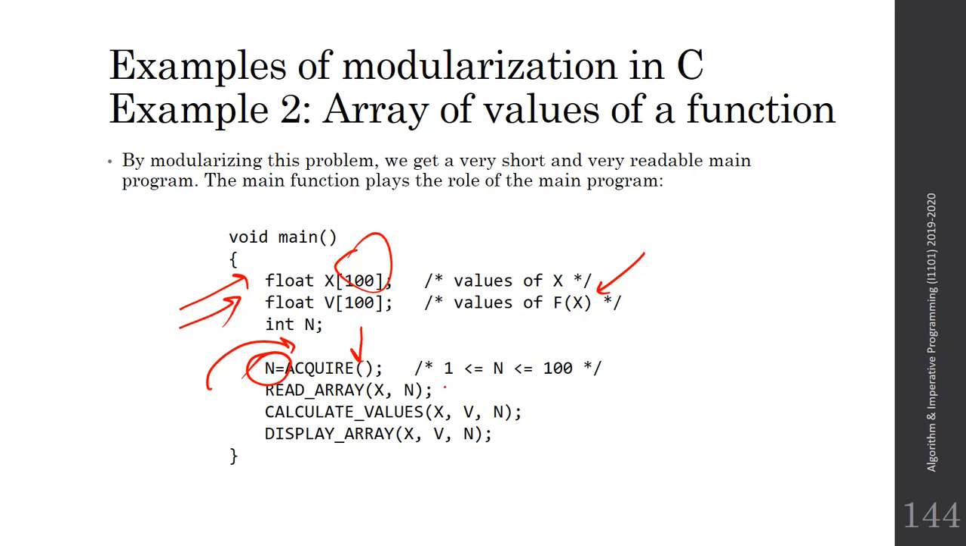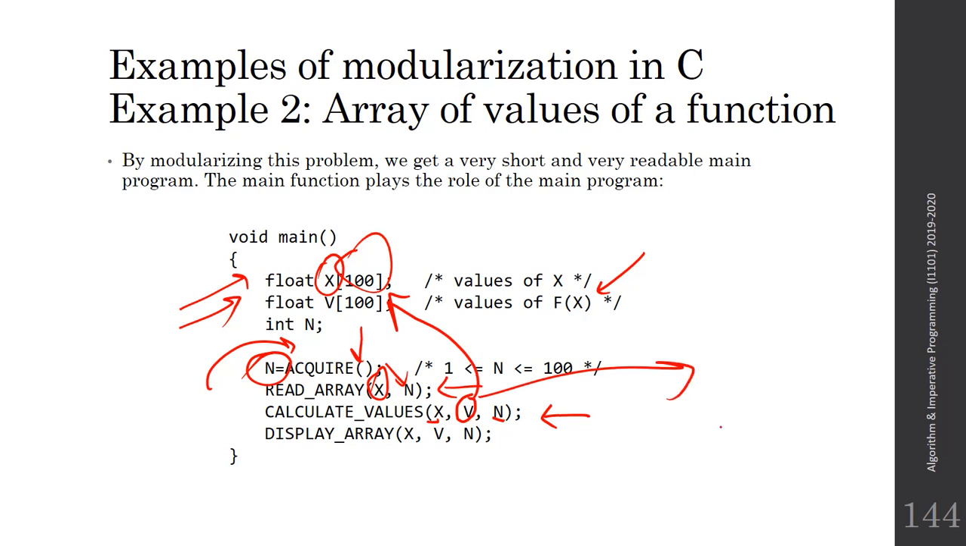And then I wrote a function called read array. It takes the array x. We will talk later on about how to call a function with arrays and the actual dimension. So I'm writing a function that reads n elements, where n is the effective size of the array. And then we are calculating the values. We have x, which is the input. I've already filled it with the function read array. N is the dimension, and v here is the output.